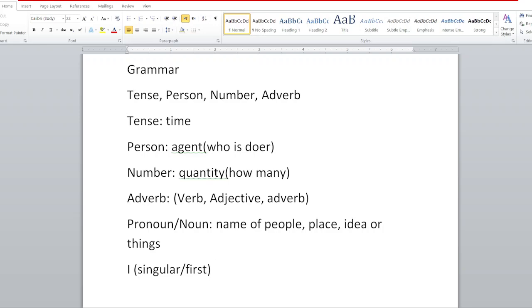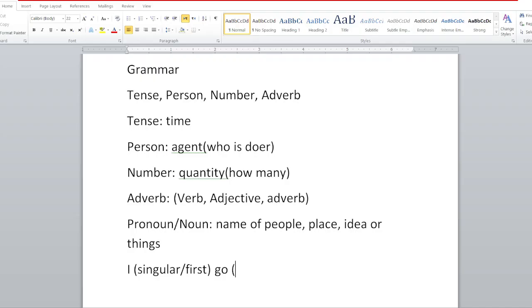He has to do something, because we have named it agent, who is the doer. So if someone is the doer, he has to do something. It is his identical information that if he doesn't do anything, that is not even possible. So he has to do something, like I go. This is the first thing.